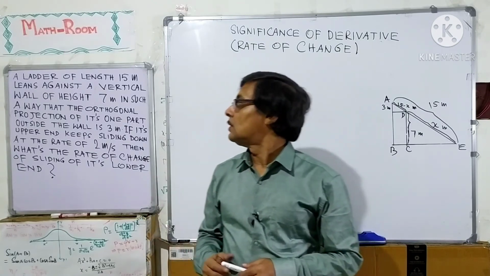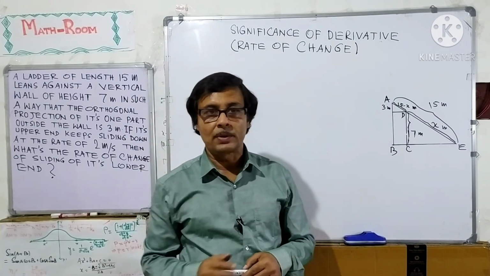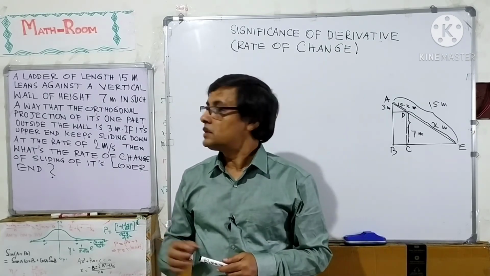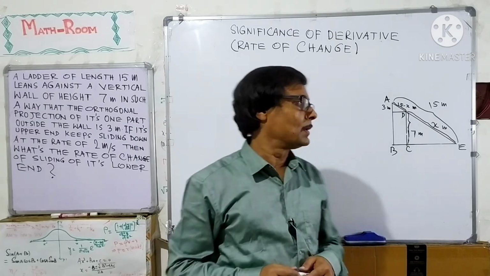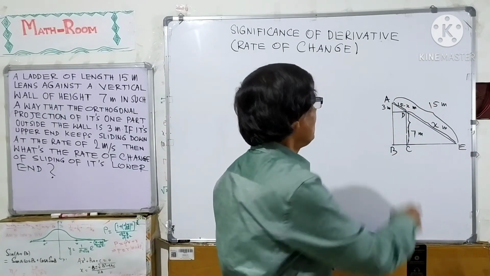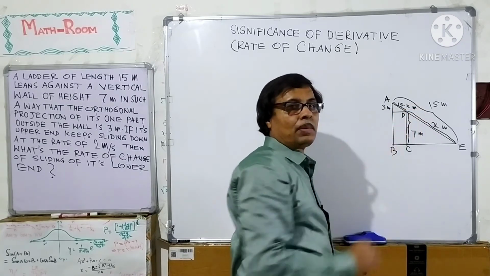Now we shall solve another problem. This problem is also taken from the chapter. The chapter is significance of derivative. The problem is: a ladder of length 15 meter. Here A is the ladder whose length is 15 meter. This ladder leans against a vertical wall.